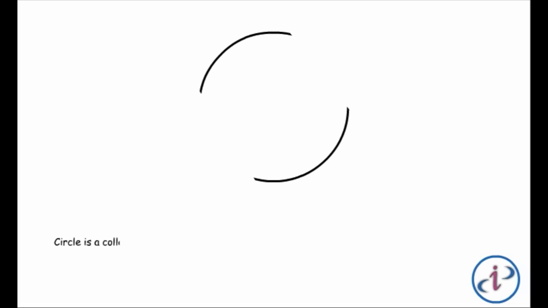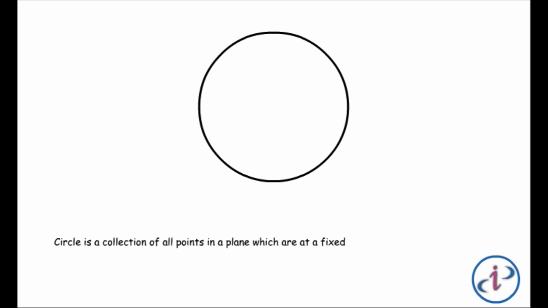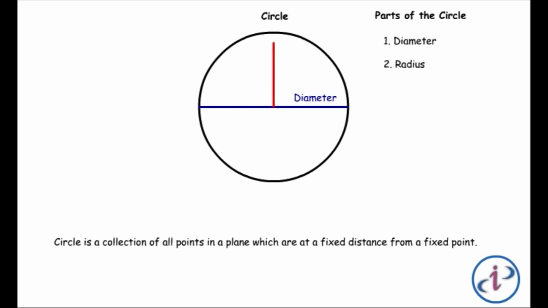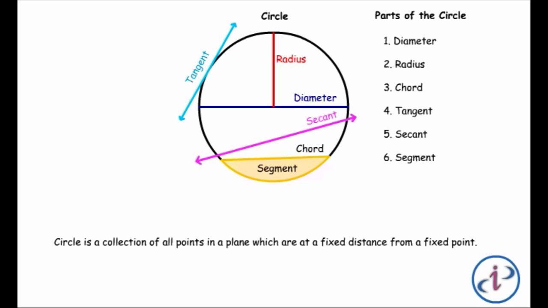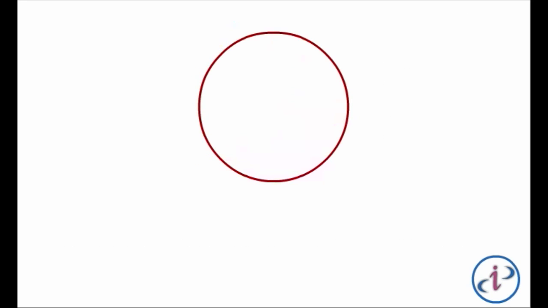We know that a circle is a collection of all points in a plane which are at a fixed distance from a fixed point. We have studied the various parts of the circle like diameter, radius, chord, tangent, secant, segment, sector, etc. Let us consider a circle and a line PQ. There are three different cases when a circle and a line are given in a plane.